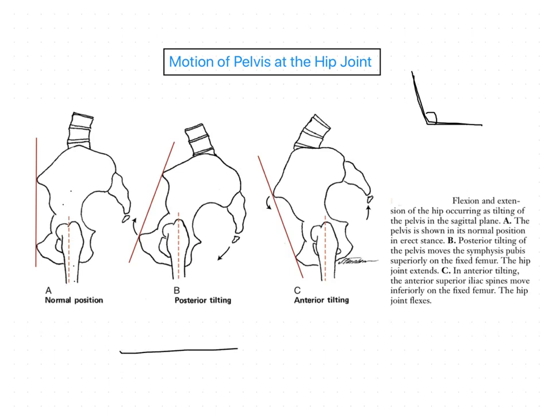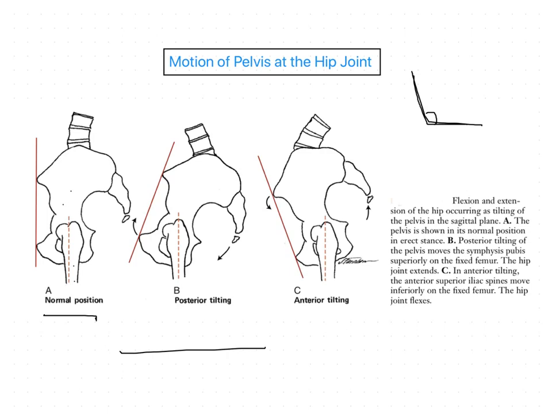These pictures are related to anterior and posterior pelvic tilt. This one is the pelvis and femur in normal position in erect stance. The anterior and posterior pelvic tilts are motions observed in the sagittal plane around a coronal axis.